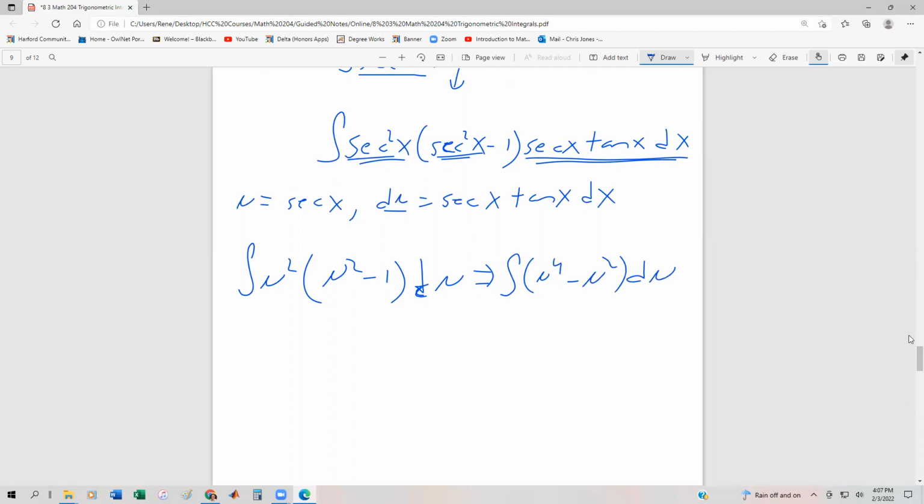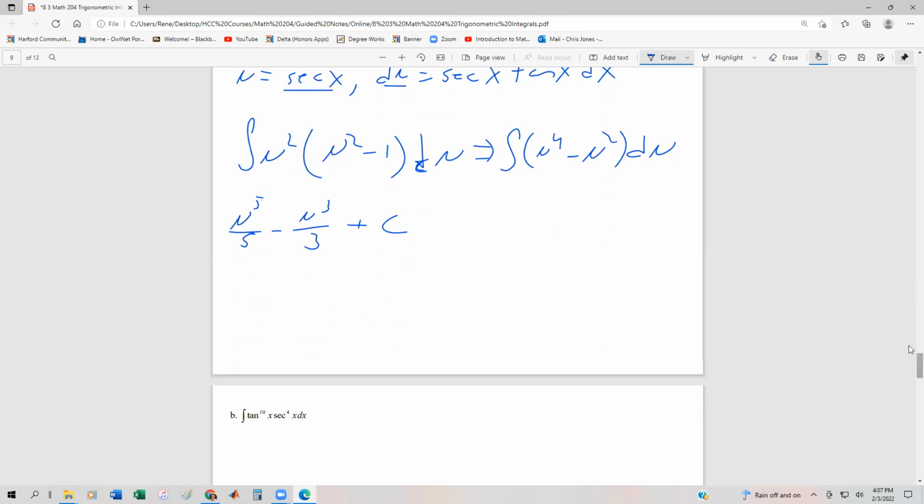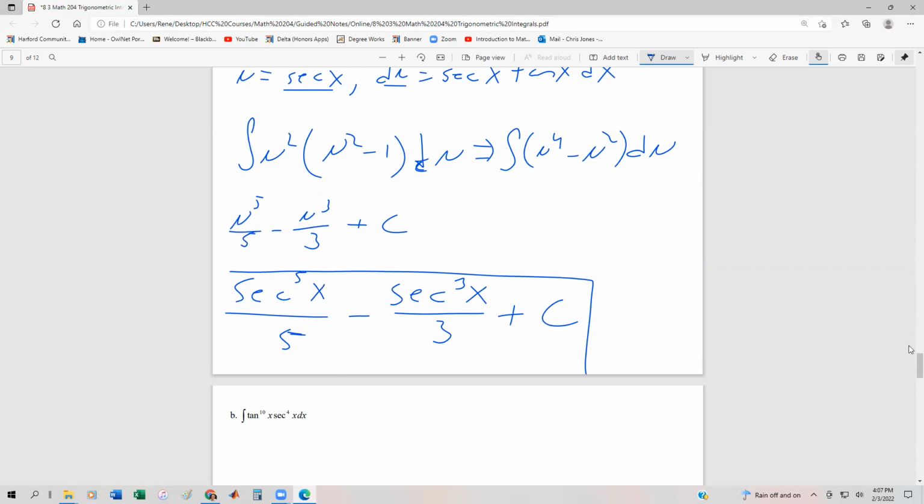Now we can see this is elementary. We get u to the 5th over 5 minus u cubed over 3 plus a constant of integration C. The last thing we do is back-substitute the secant. So we end up with secant to the 5th of x over 5 minus secant cubed of x over 3 plus our constant of integration C. In subsequent videos, we're going to do a few more of these, and then we'll be done with this section.